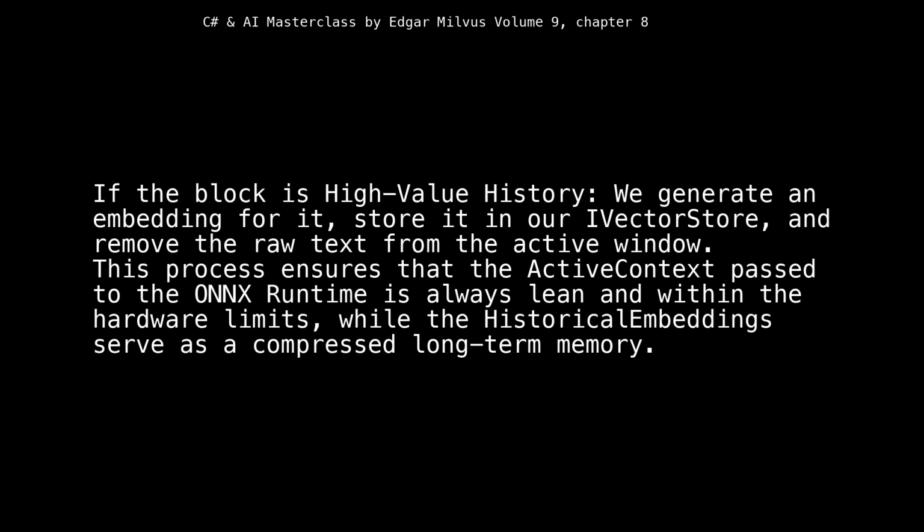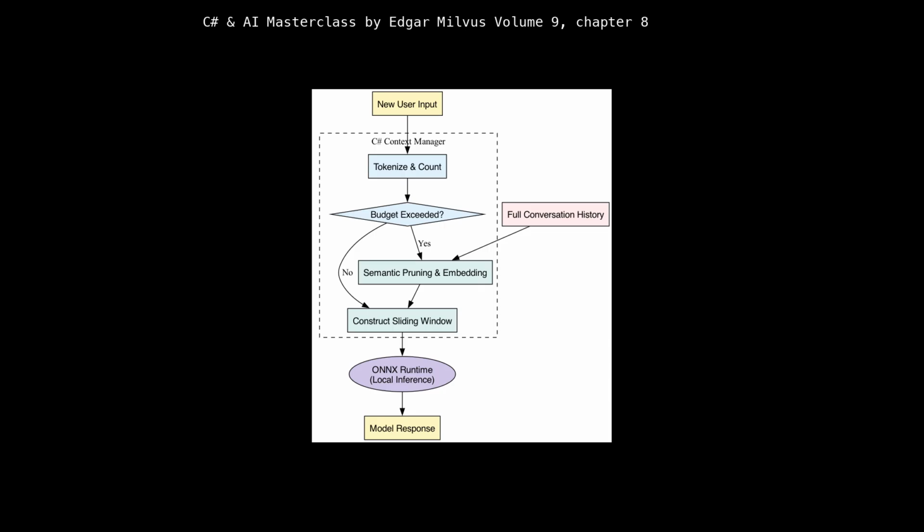This process ensures that the active context passed to the ONNX runtime is always lean and within the hardware limits, while the historical embeddings serve as a compressed long-term memory. The diagram depicts the context management pipeline, where the active context is pruned to meet hardware limits before being passed to the ONNX runtime, while historical embeddings act as a compressed long-term memory source.